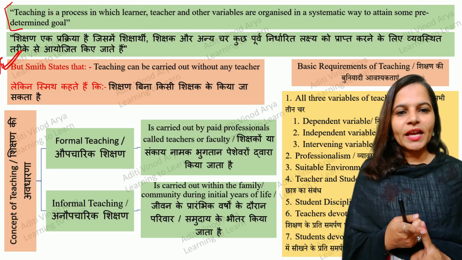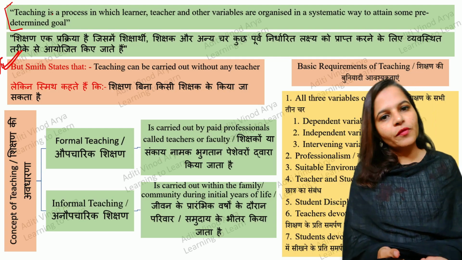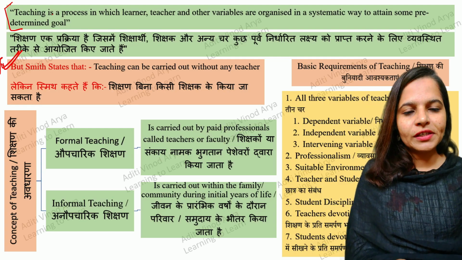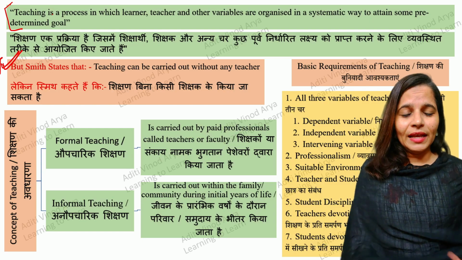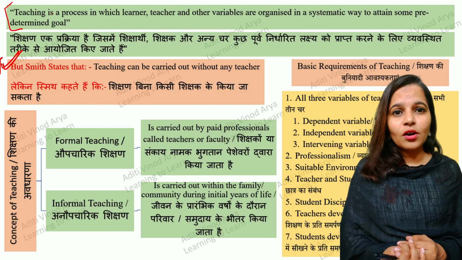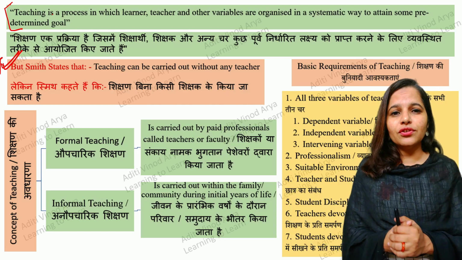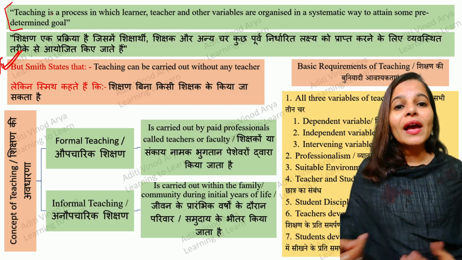Formal teaching is carried out by specialized or qualified professionals, say teachers, educators, faculty, assistant professors, by whatever name you call them. Informal teaching is carried out by your parents, your siblings, your friends, your relatives, those who help you, okay, to learn something.